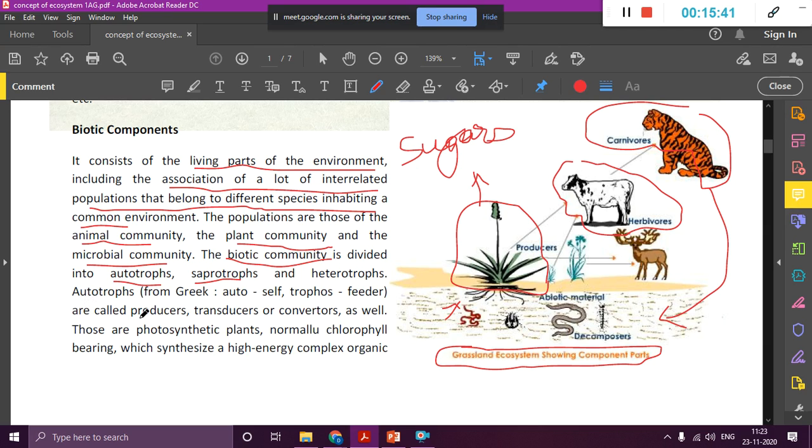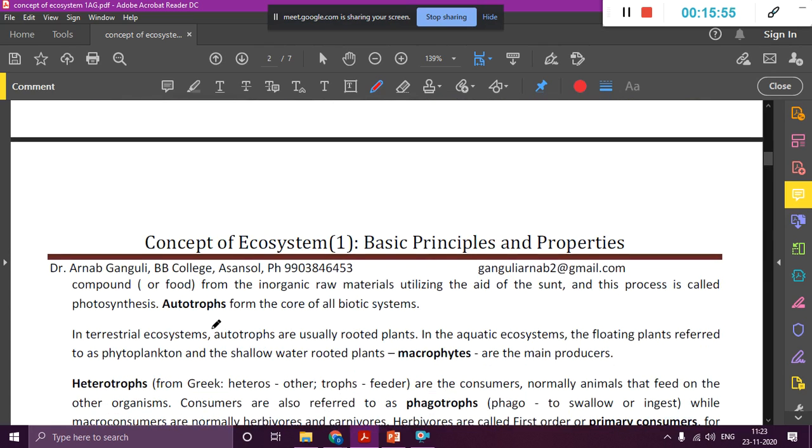Autotrophs are called the producers, transducers or converters as well. They are the chlorophyll-bearing photosynthetic plants. They synthesize a high energy complex organic compound, that is sugars, in the process called photosynthesis. They form the core of all biotic systems. So a lot of autotrophs are produced, a lot of grass plants are there. That is the basic. If autotrophs are not there, we will all die.